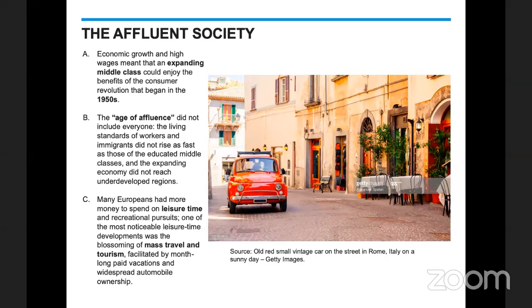C, many Europeans have more leisure time and recreational pursuits. One of the most noticeable leisure time developments was the blossoming of mass travel and tourism, facilitated by month-long paid vacations and widespread automobile ownership. You still see quite a bit of that in Europe. If you are traveling to Europe, August is probably the time to avoid it, because that's when many Europeans take holiday. And they really enjoy these month-long paid vacations.